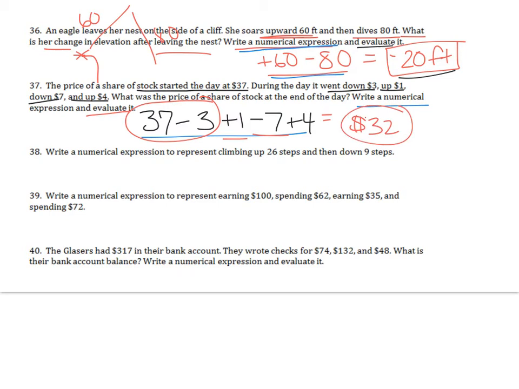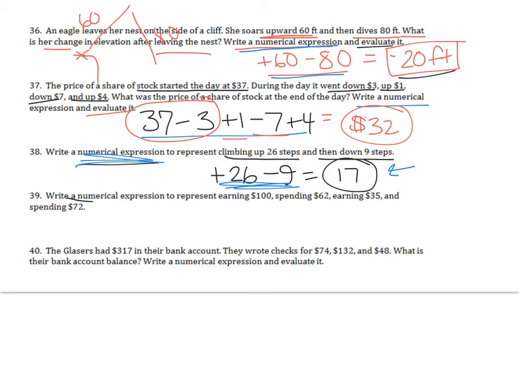38. Write a numerical expression to represent climbing up 26 steps and then down 9 steps. So 26 minus 9 is 17. This is our numerical expression, and this is our answer.